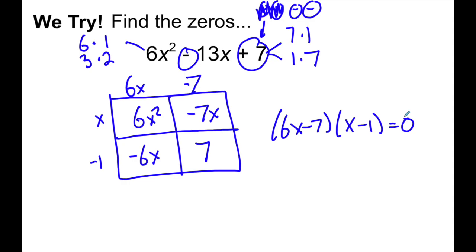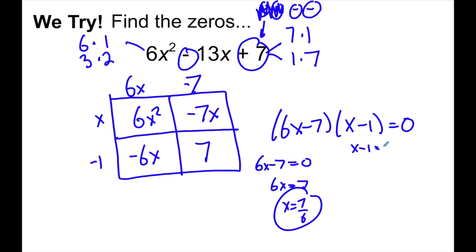So now what we're going to do is take each factor and set it equal to 0. So here we go. I have 6x minus 7 is 0. So 6x equals 7, adding to both sides. So x is 7/6. Or x minus 1 is 0. So x is 1. So I have 2 zeros, 1 and 7/6. And think about it. Yes, if you had plugged in 1, you could have potentially gotten by luck a 0.